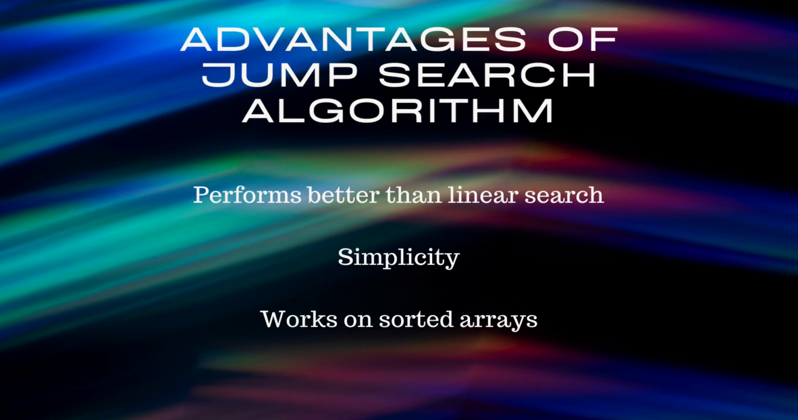These are the advantages of the jump search algorithm. First, it performs better than linear search. Jump search has an O of square root of n time complexity, where n is the array size in elements. This is better than linear search, which requires O of n time. Jump search is faster and more efficient since it requires fewer comparisons.